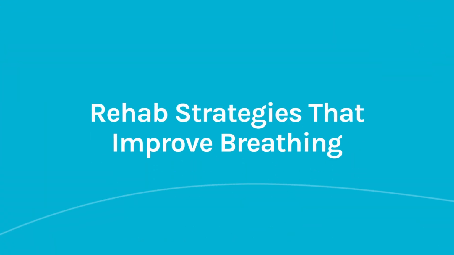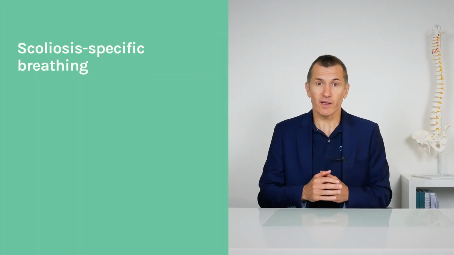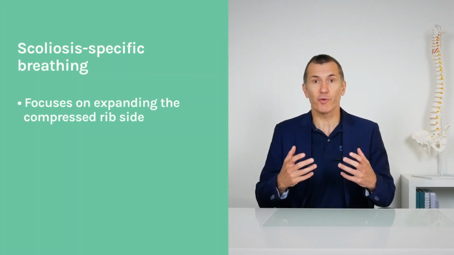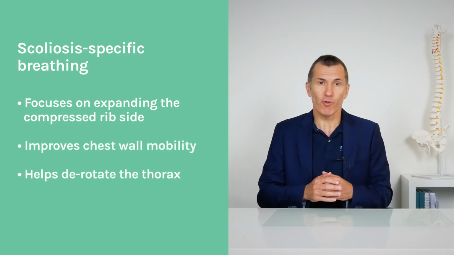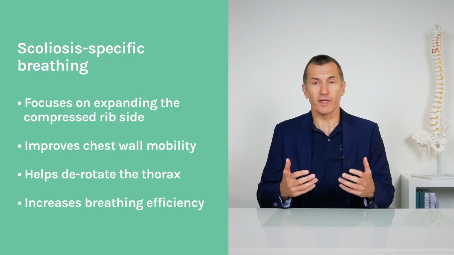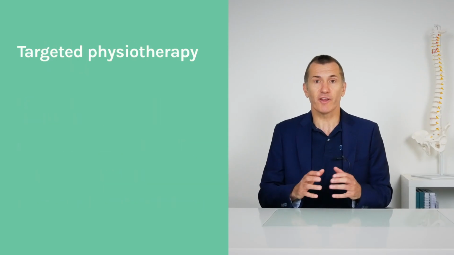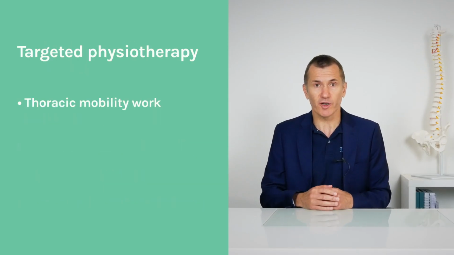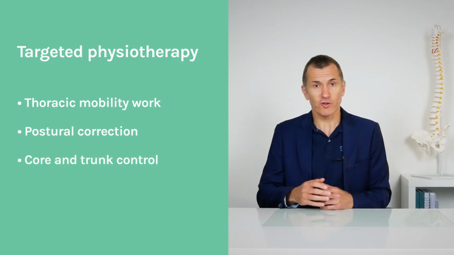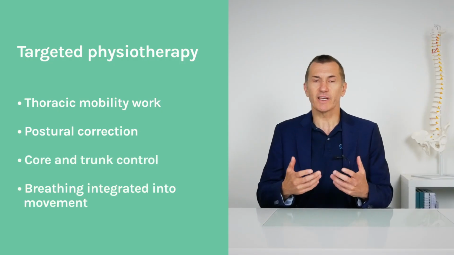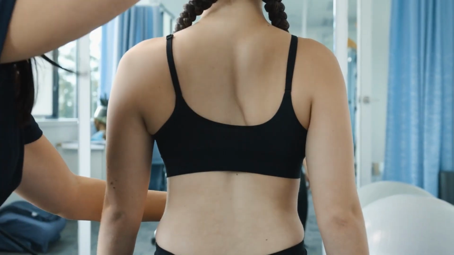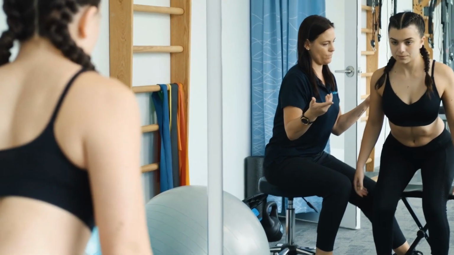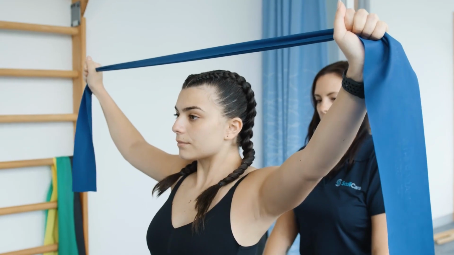Rehabilitation strategies can make a significant difference in breathing. Scoliosis-specific breathing focuses on expanding the compressed rib side, improving chest wall mobility, derotating the thorax, and increasing overall breathing efficiency. Targeted physiotherapy includes thoracic mobility work, postural correction, core and trunk control, and integrating breathing into movement. Programs like ScoliBalance and Schroth-based methods place breathing at the center of treatment rather than as an afterthought.